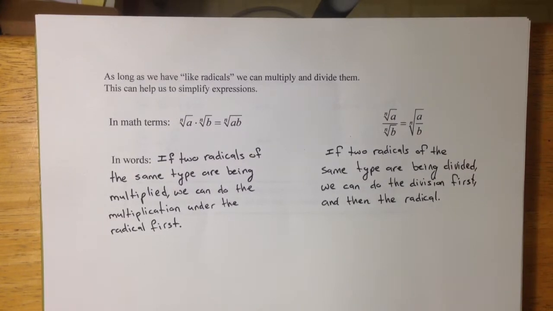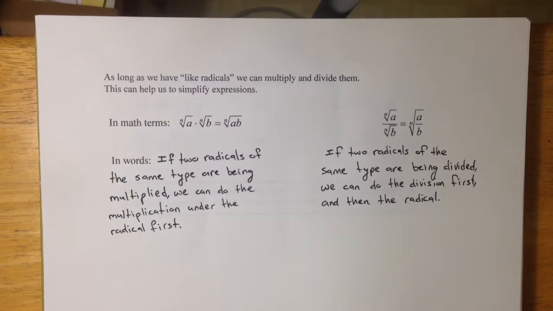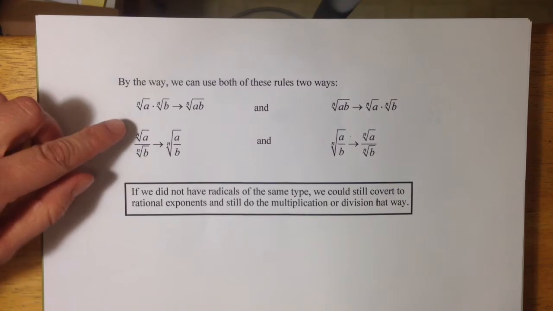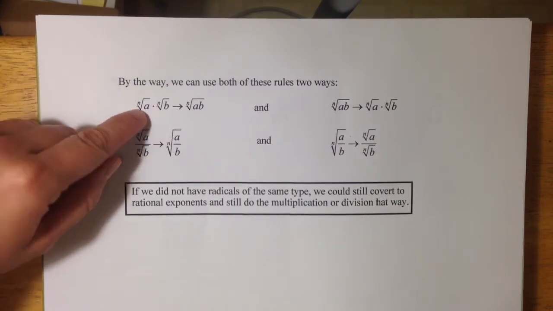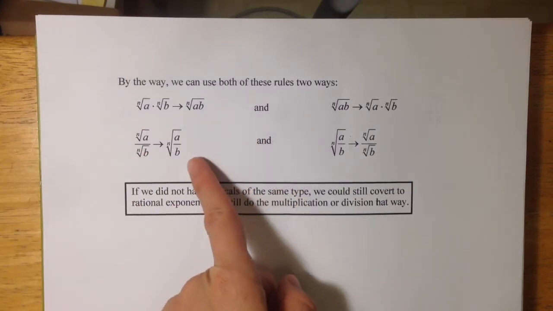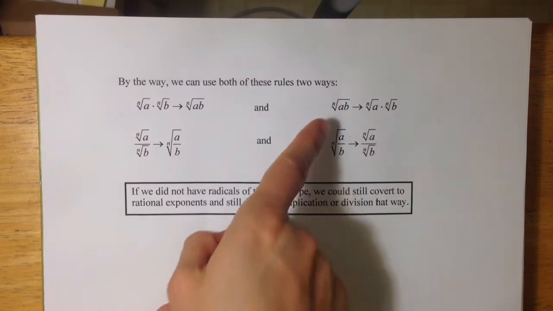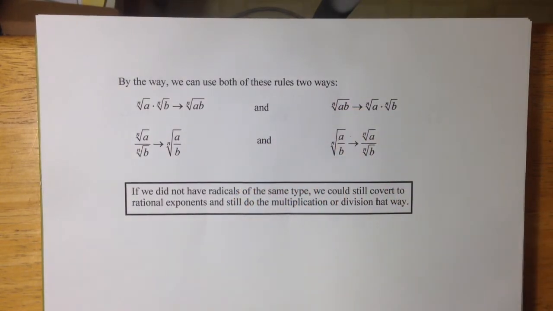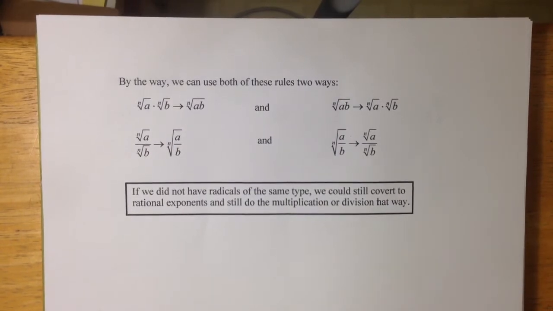Now, those are just some of my ways of interpreting these two rules. You should feel free to explore other resources and find something that works well for you and sticks in your mind. Remember that you can use each of these rules two ways. You can start with two radicals and then smoosh them together to get one radical, or you can start with one radical and pull it apart into two radicals. Each direction there will be useful at different times.